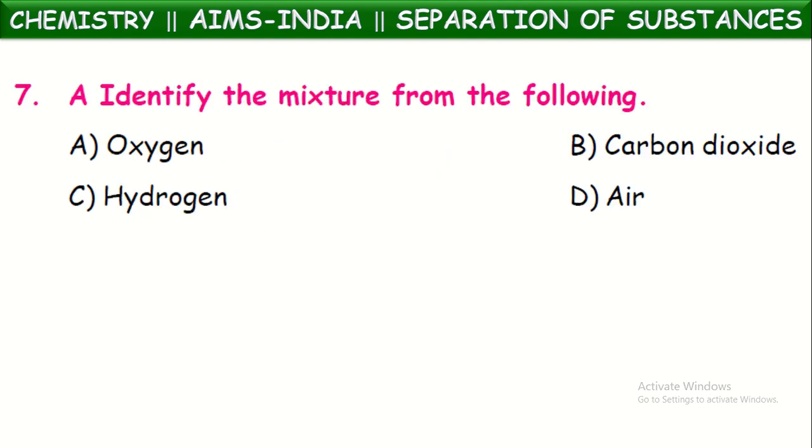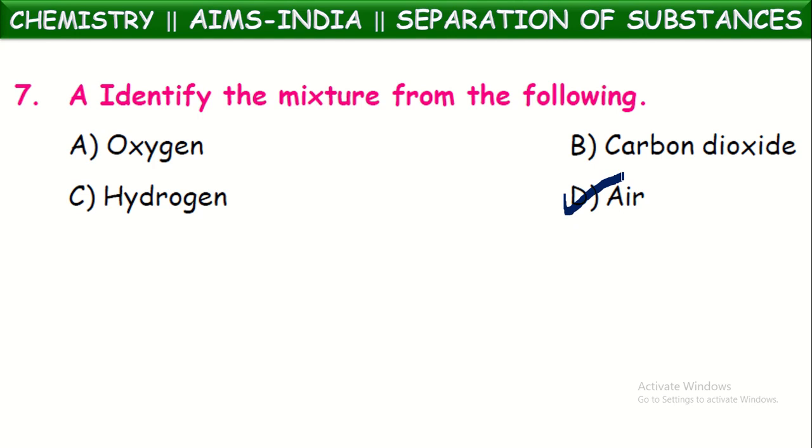So the next question, identify the mixture from the following. See, here four substances are given. Identify the mixture among these. Oxygen is a pure gas. It is one of the elemental gases. And carbon dioxide is also a gas which contains only one kind of molecule, CO2 molecules. What about hydrogen? It is also a gas containing only one kind of molecules. But what about air? Air is a mixture of several gases.